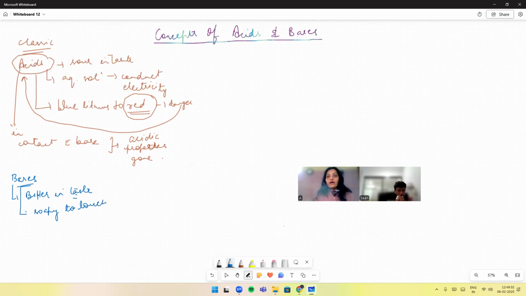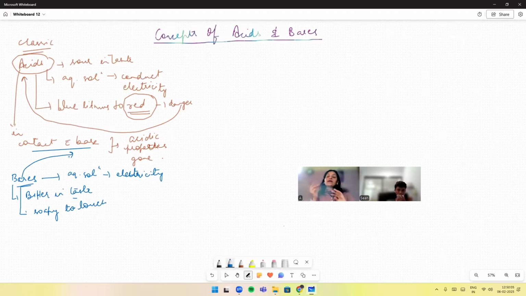Again, if they are in an aqueous solution, they are going to conduct electricity. They are also good conductors of electricity, which means they have free ions, which support the flow of electricity. And regarding the contact of acid and base, the base will also lose its basic properties.